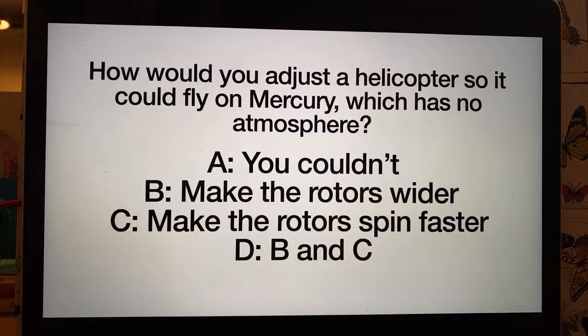Could you not do it? Would you make the rotors wider? Would you make the rotors spin faster? Or would you have to do both B and C, make the rotors wider and spin faster?